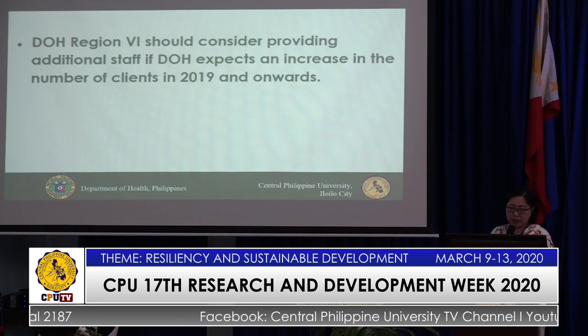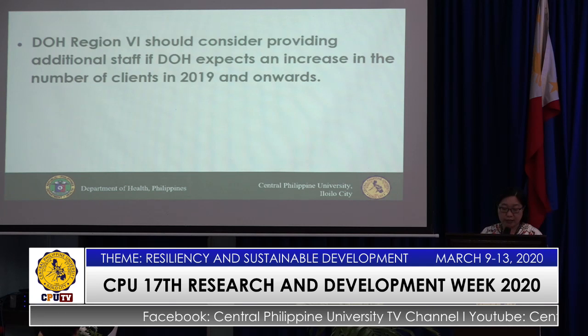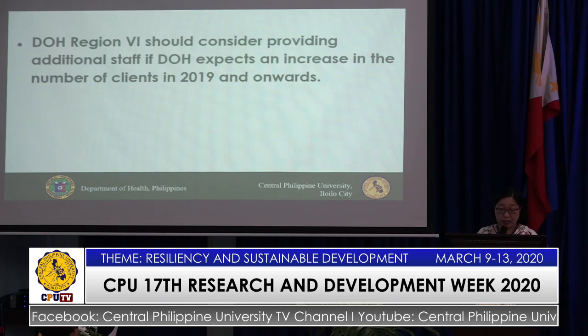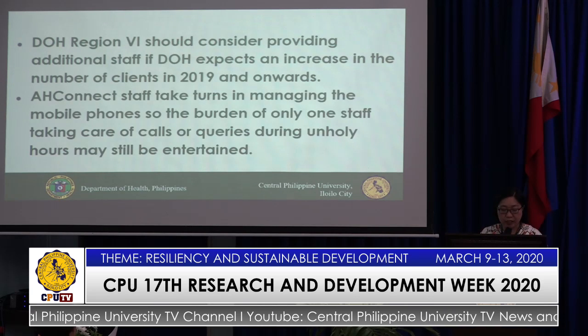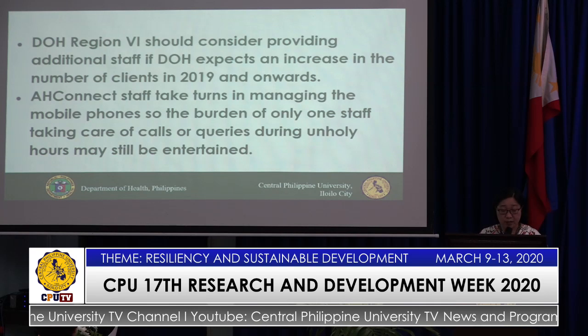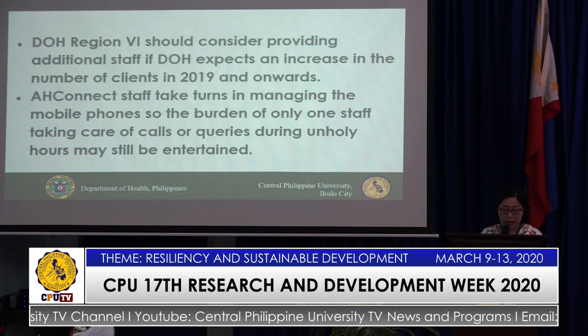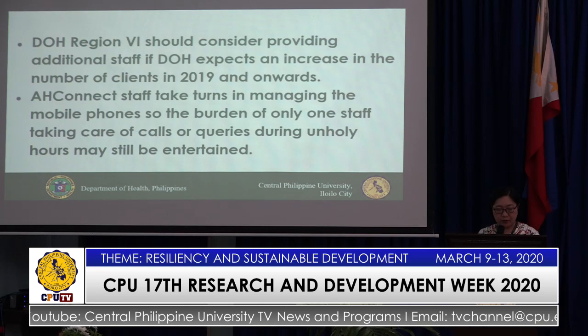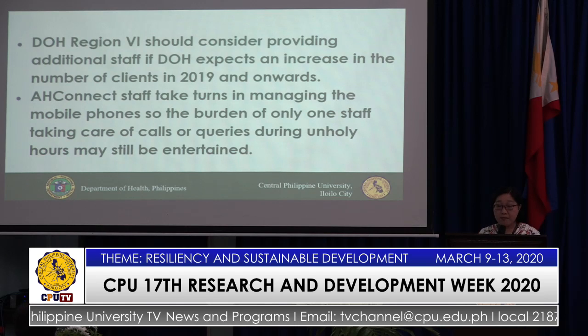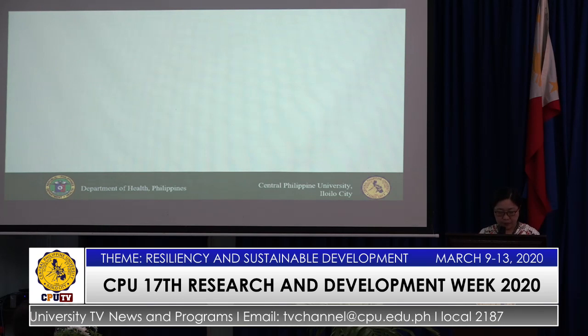DOH Region 6 should consider providing additional staff if DOH expects an increase in the number of clients in 2019 and onwards. AH Connect staff take turns in managing the mobile phones so that the burden of only one staff taking care of calls or queries during unholy hours may be relieved.